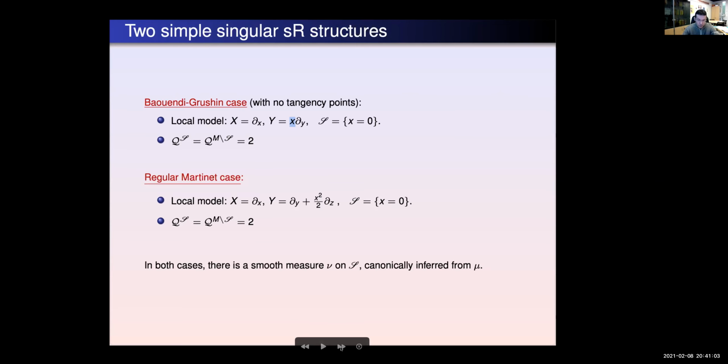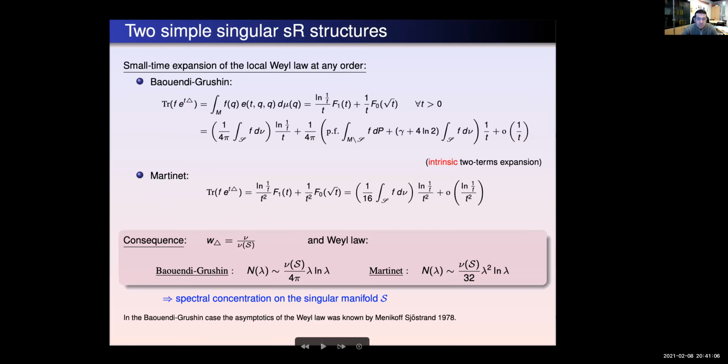Well, so here is a first result giving you the expansion of the trace for the Grushin and Martinet case. Let us look at, for instance, the Grushin case. For the Grushin case, we claim that the trace can always be written as an infinite formal series. F1 and F0 are C-infinity functions. But you see that the novelty there is that we can see appear a logarithm. There is a logarithm in the trace.